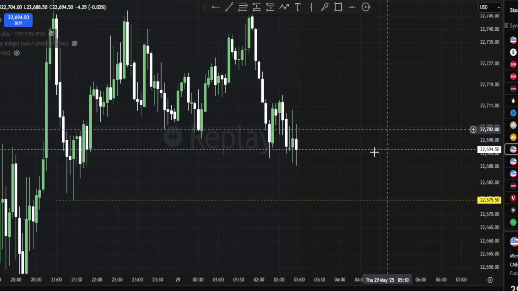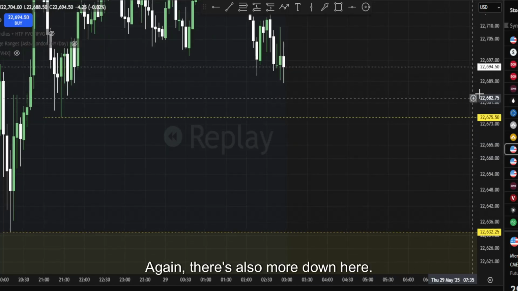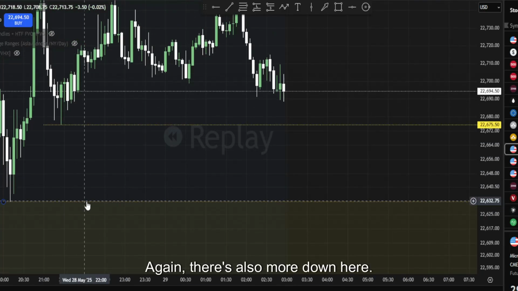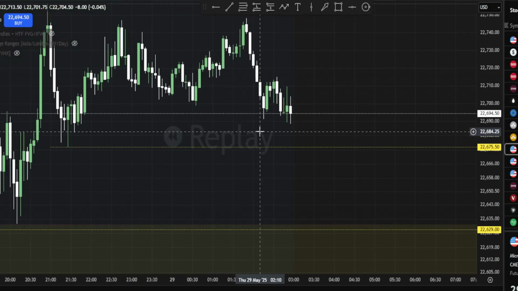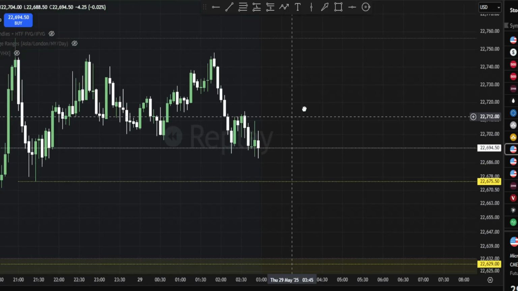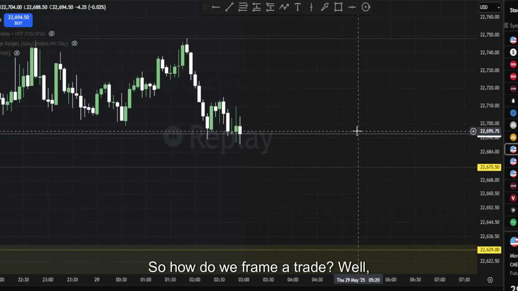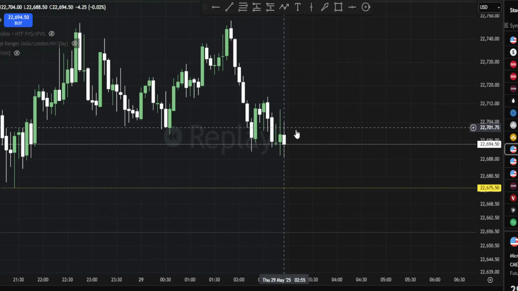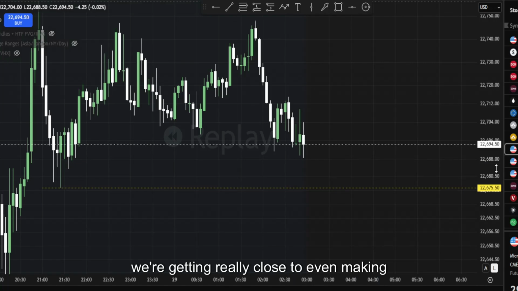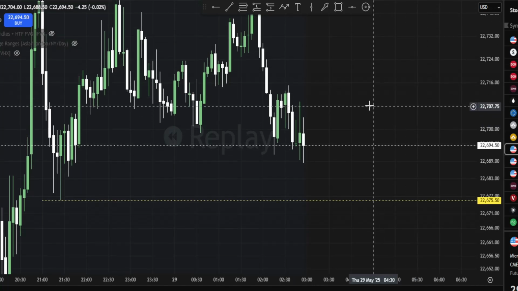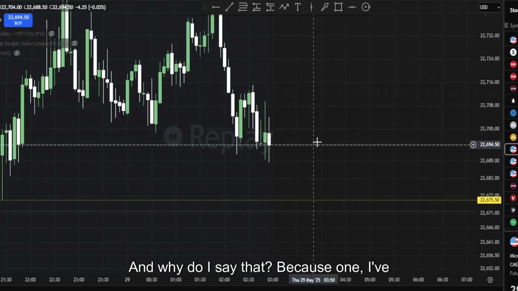So here's the liquidity. Again, there's also more down here. I'd actually just use this, some double lows. So how do we frame a trade? Well, we're getting really close to even making the argument you could enter here. And why do I say that?